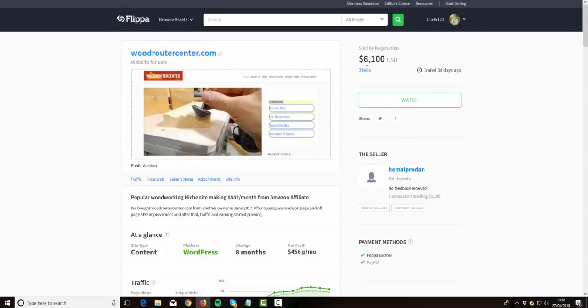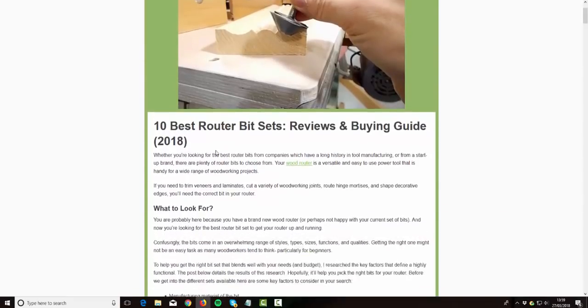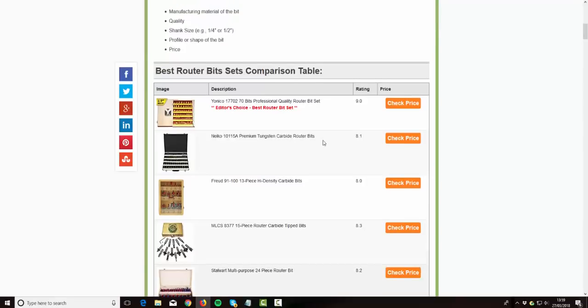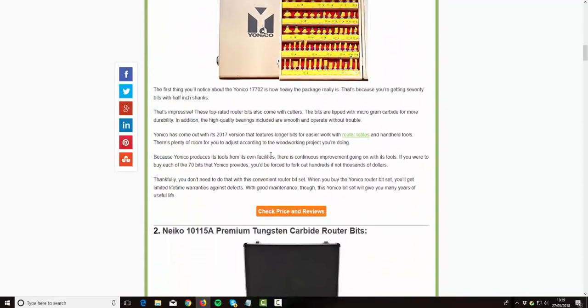Here's another one. $6,100, $456 per month, 8-month-old site. So why am I showing you this? Well, I'm showing you, one, to illustrate that you need real sites and real work, okay? You need to have real work and you need to put effort into the content. There's no way around that. But two, I'm showing it because they are worth a lot of money flipping them, and they're worth a lot of money when you're keeping them.